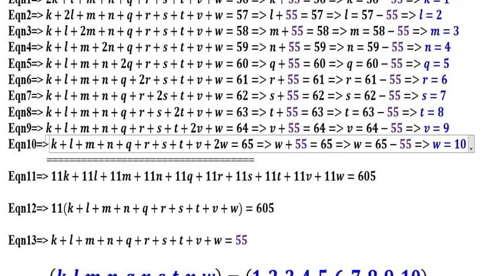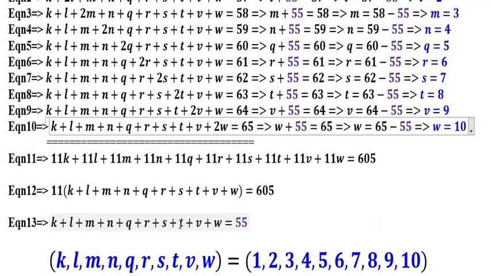That means the solution is k equals 1, l equals 2, m equals 3, n equals 4, q equals 5, r equals 6, s equals 7, t equals 8, v equals 9, w equals 10. So that is the manual solution.